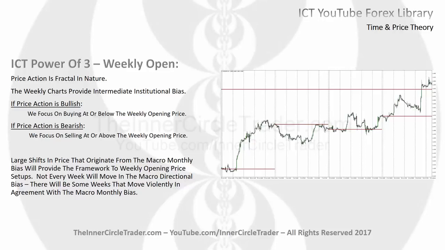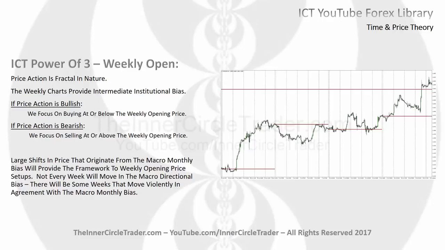Well, if we go through this specific idea with weekly opening price, again, price action is fractal. And what we would see on a monthly basis, we would expect to see that same thing on a weekly basis. So the weekly charts provide an intermediate institutional bias. That means it's not a long-term bias, but it's not short-term either. So it's a pretty good time frame to look for swing trades or even a little bit longer-term, short-term trades, not just 1 or 2 day trades in duration. Longer term, like 2 weeks to a month. This is the perspective you want to be looking for to get those types of setups.